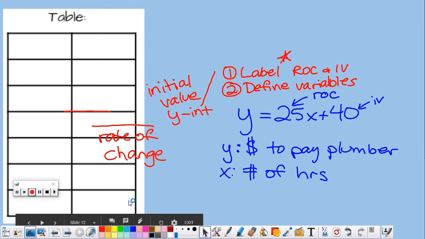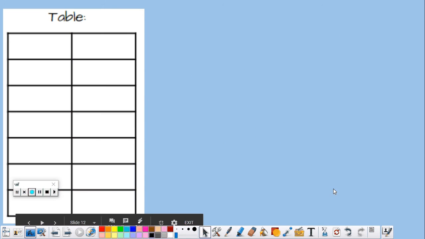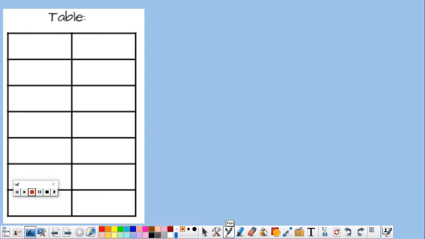All right. Now for the table. There's been a lot of confusion about the table, so I'm going to clarify that. I've got an x side and a y side. X is the hours. Y is the money you spend. So we start at 0 hours, and at 0 hours, how much do you have to spend? $40. At 1 hour, you have to spend $40 plus $25 times the 1 hour, which is how much money? $65.